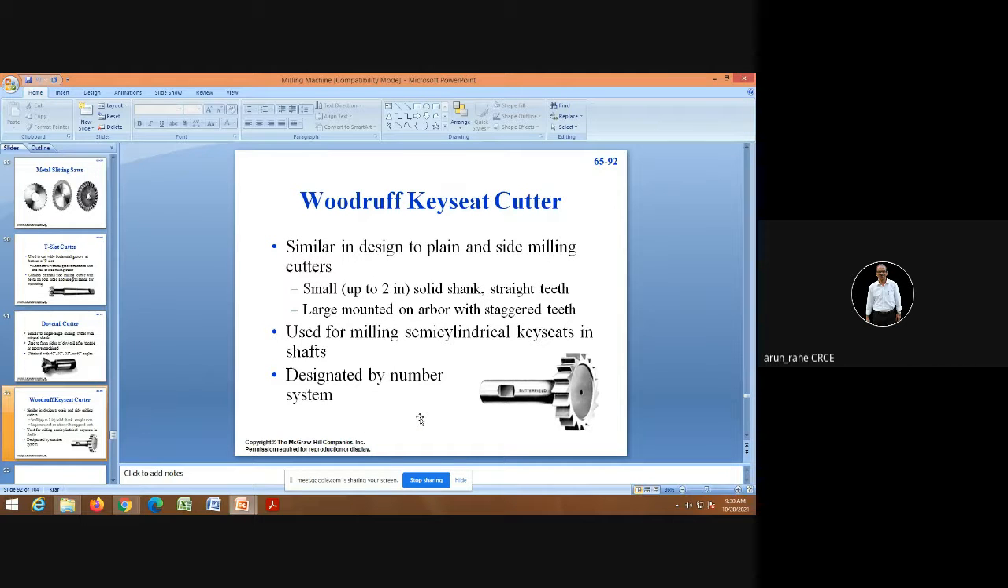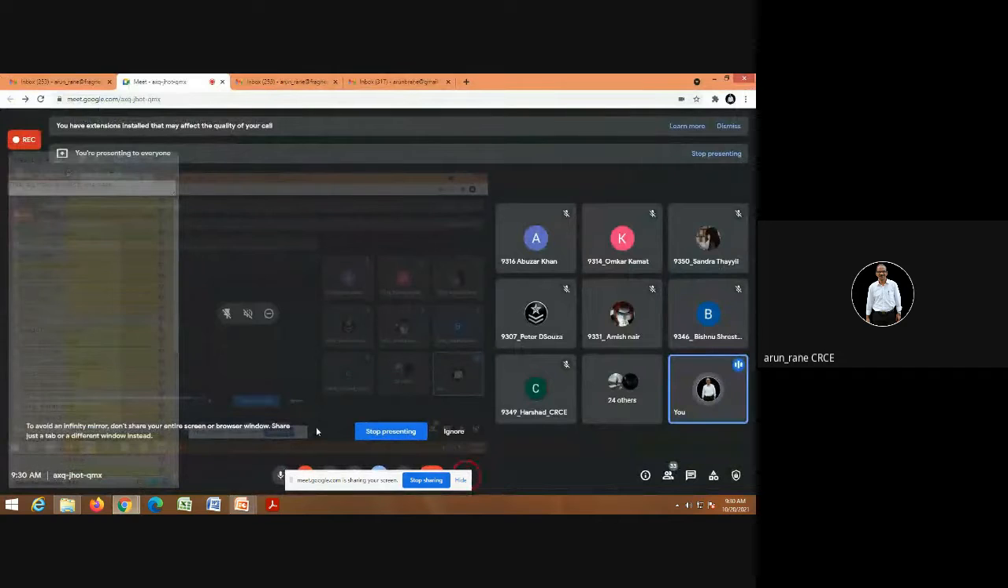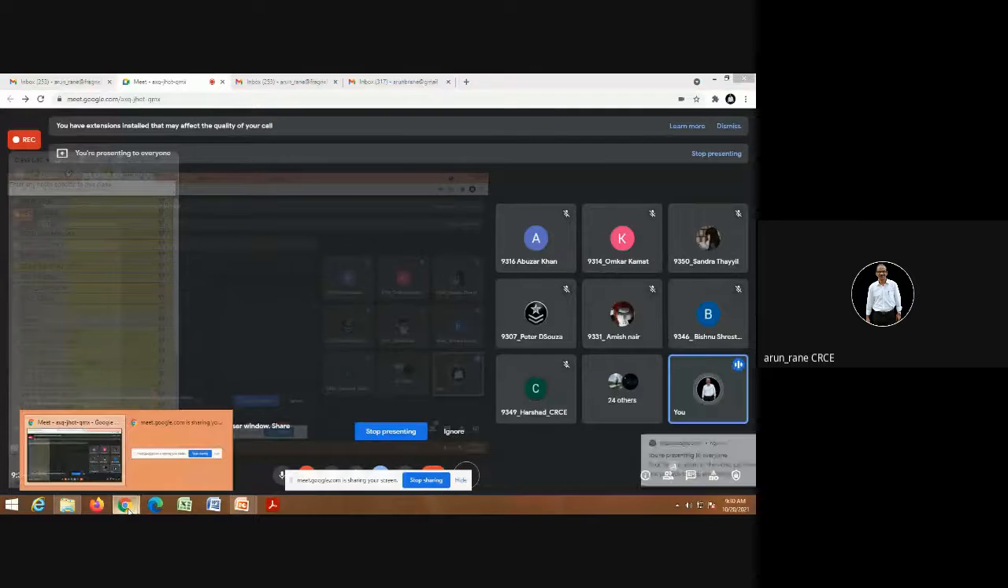Woodruff key seat cutter. We have already seen what is a Woodruff key. Woodruff key is a key which is used for making the alignment, and generally Woodruff key is used in the tool post. Not only in the tool post, it can also be used on shaft and pulley.